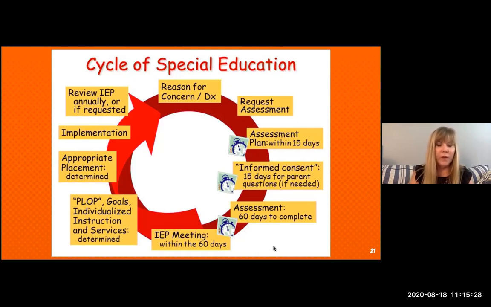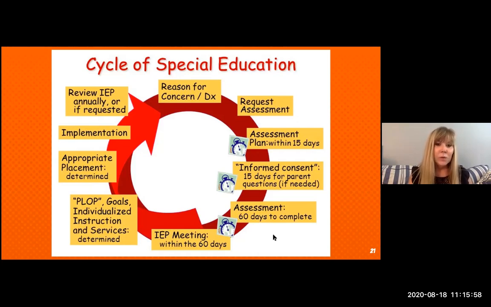It is a formal document similar to a contract, and it includes a number of pages. One of the key pages would be what's called the PLOP, or the present levels of performance. It is a small snapshot of the student's current level of performances based on the assessed data. From that snapshot, including strengths and weaknesses, we would be developing goals that would target the areas of deficit.